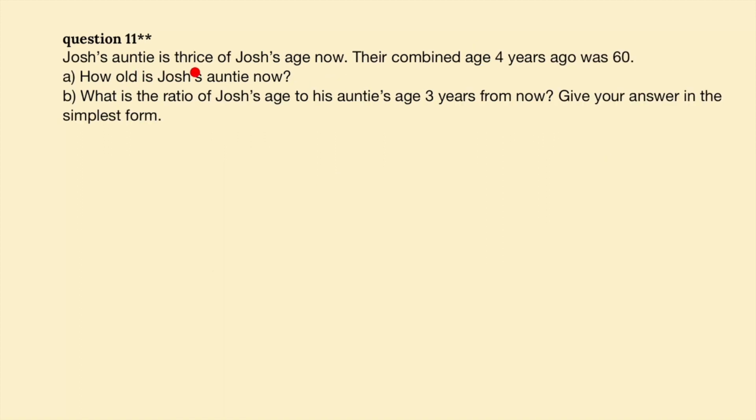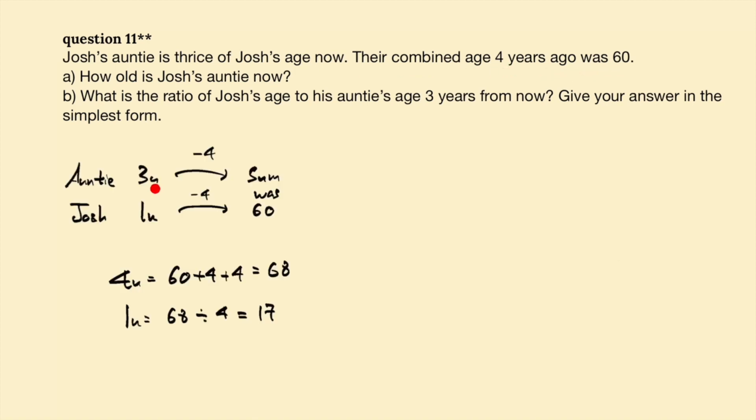Josh's auntie is thrice of Josh's age now. Their combined age 4 years ago was 60. So now I can draw a model for 3u and 1u right here. This is the current age. 4 years ago, so minus 4 minus 4, the sum was 60. Now, if we add 4 and add 4, we can find 4 units, can't we? So 4u is therefore 60 plus 4 plus 4, that's 68. 1u is 17, which is Josh's current age, but we want the auntie's age now, which would be 17 times 3, giving us 51.